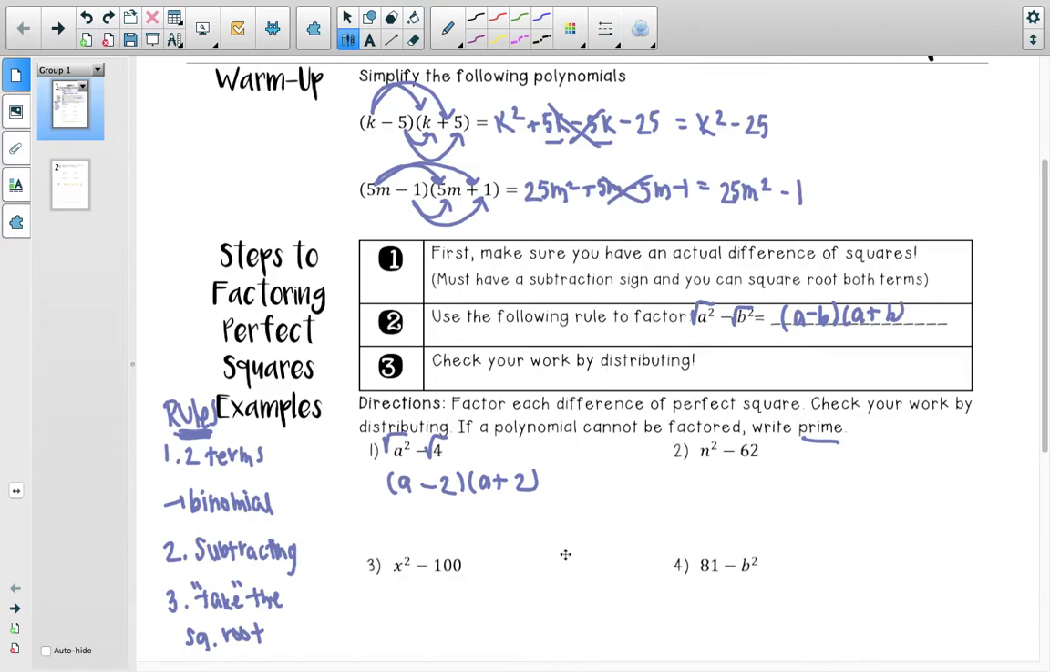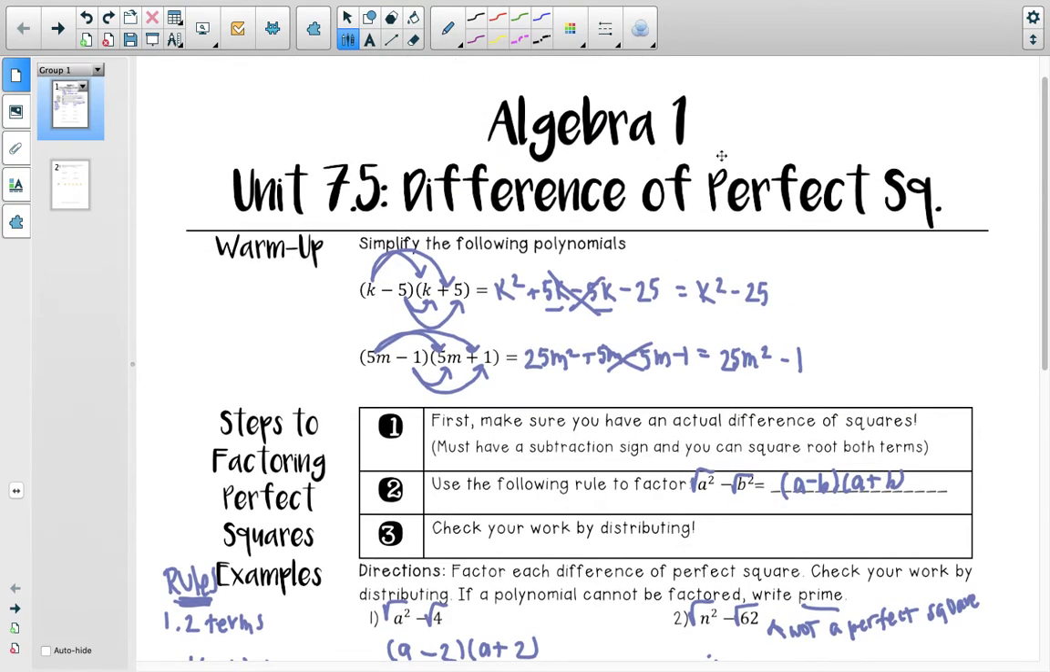Now moving on to number 2. Okay, you can subtract. There's 2 terms. You can take the square root of n squared, but the square root of 64 is not a perfect square. So it fails rule 3. So for that reason, if it fails any rule, it's prime. Okay. Now if this was 64, it'd work because the square root of 64 is 8, but it's the square root of 62, and that is not a perfect square. And this whole thing is called the difference of perfect squares. So you're subtracting 2 perfect squares.